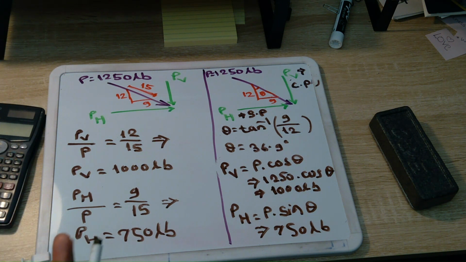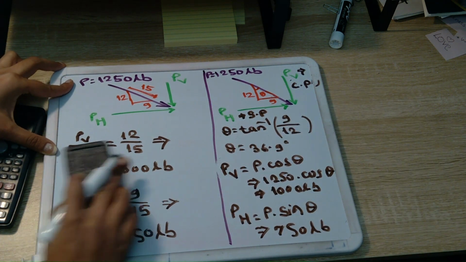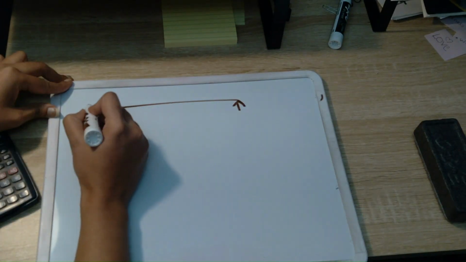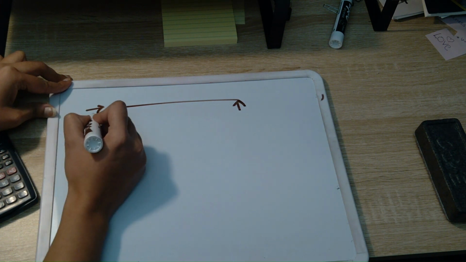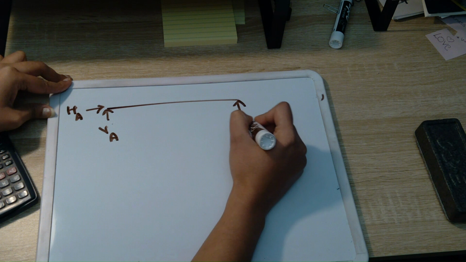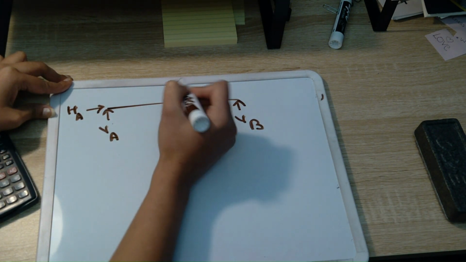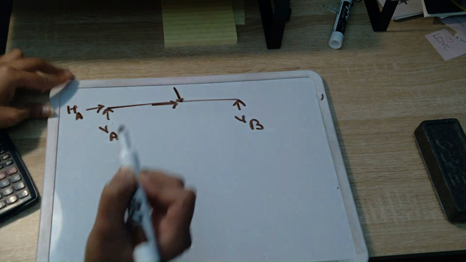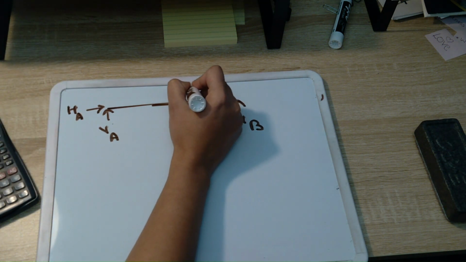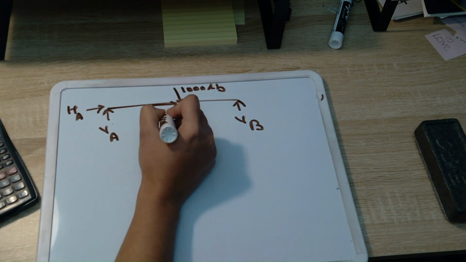Now we have found these two components PH and PV. From these two components we will find out the support reactions. This is our beam, reactions HA, VA and VB, and two load components, 1000 lb and 750 lb.